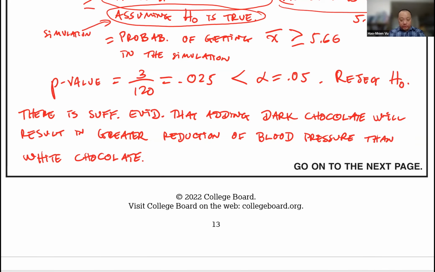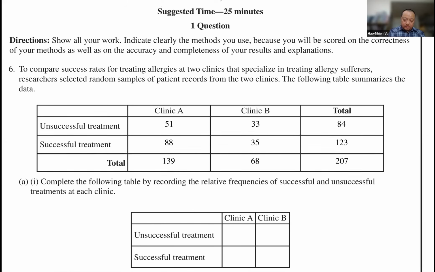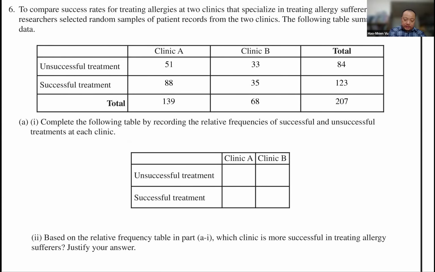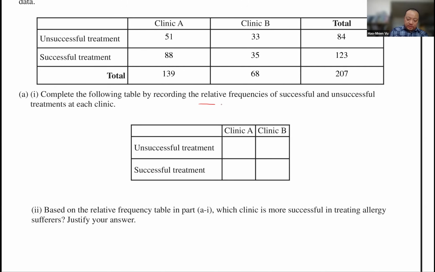Now moving on to question 6. To compare success rates for treating allergies at 2 clinics that specialize in treating allergy sufferers, researchers selected random samples of patient records from the 2 clinics. The following table summarizes the data. Okay. Part A I, complete the following table by recording the relative frequencies of successful and unsuccessful treatments at each clinic.